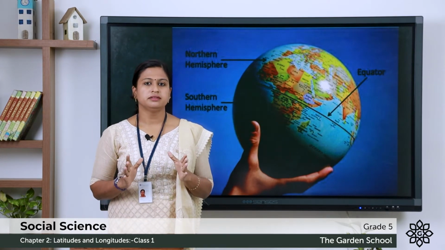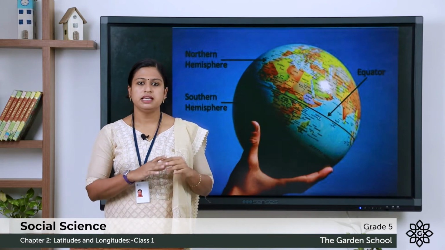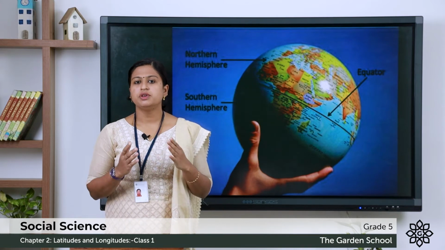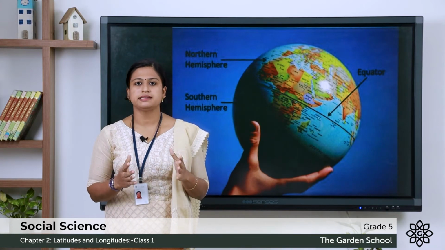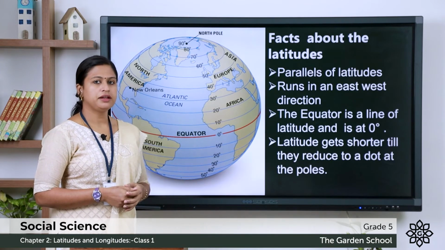A globe or a map consists of lots of lines. In reality, Earth does not have any lines on its surface. These are imaginary lines which help us to locate places on the Earth. Now let's discuss the latitudes.